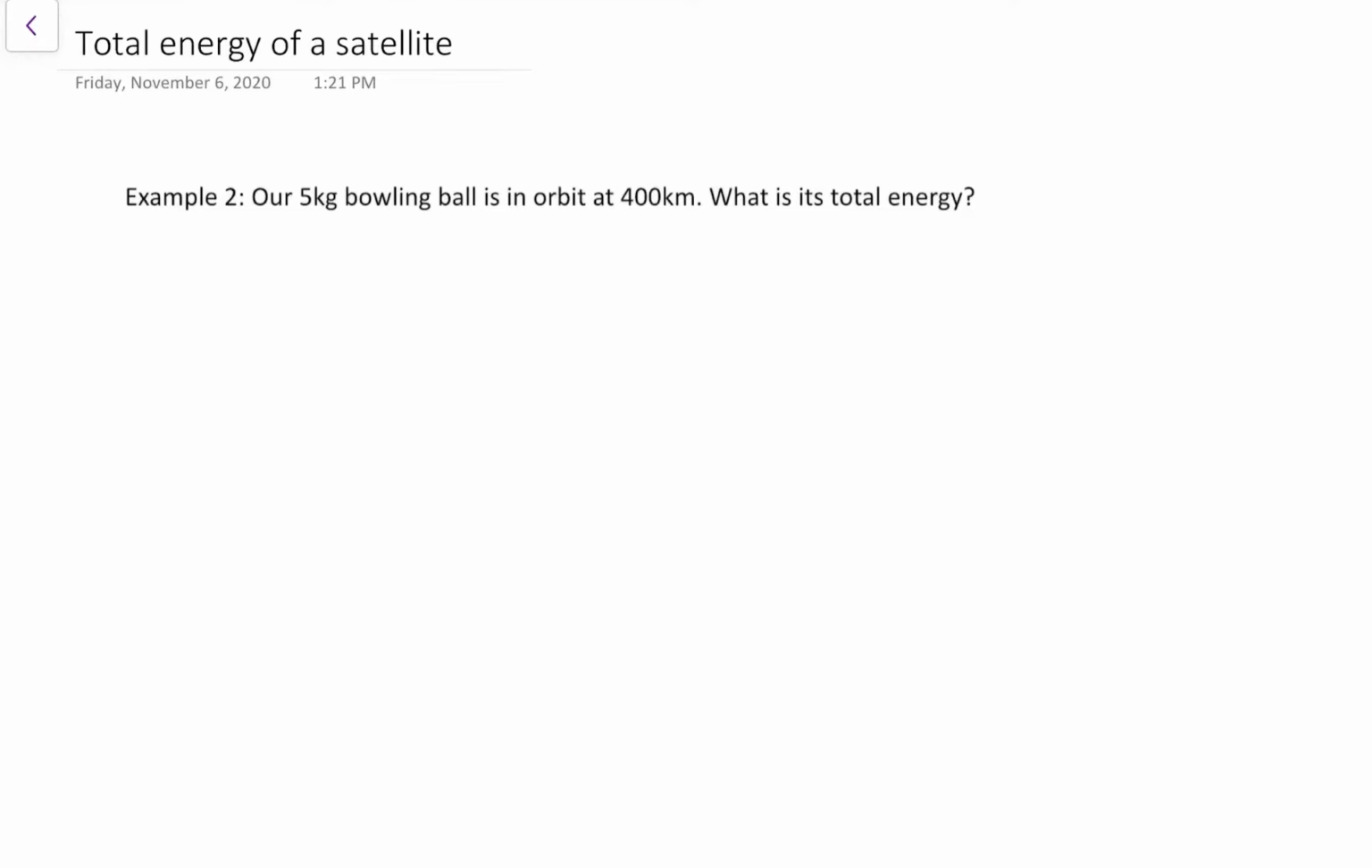Sticking with our 5 kilogram bowling ball, more realistically, when things are far from Earth, they're not going to be at rest. So 400 kilometers away in orbit basically means it's moving. For any object, the total energy it has as it's moving, flying around in the vicinity of Earth is going to be the kinetic energy plus the gravitational.